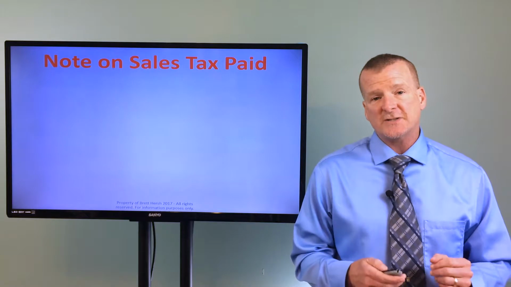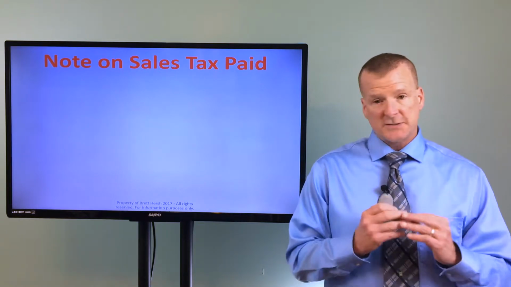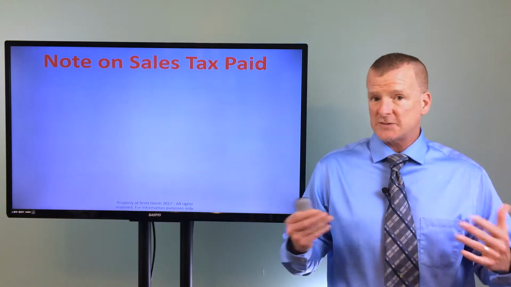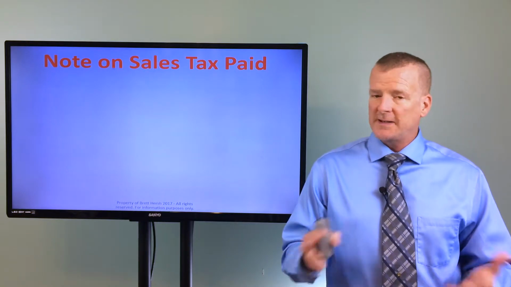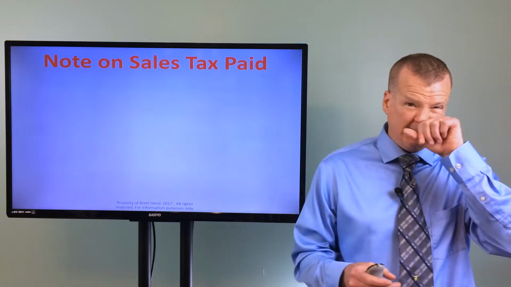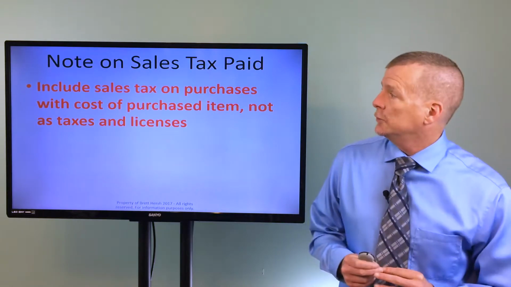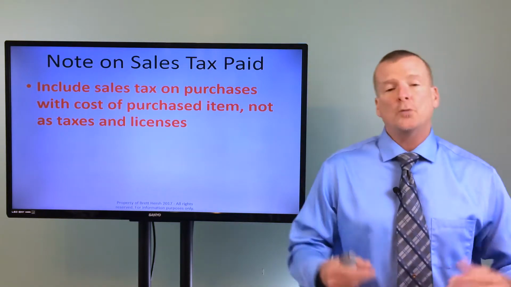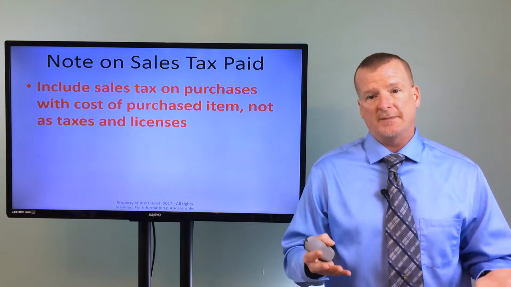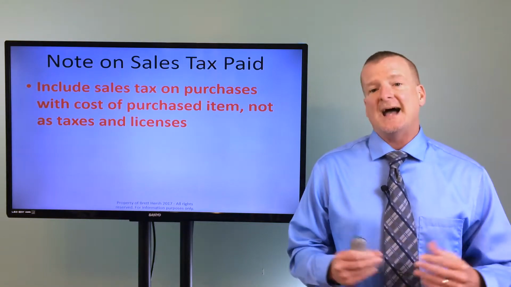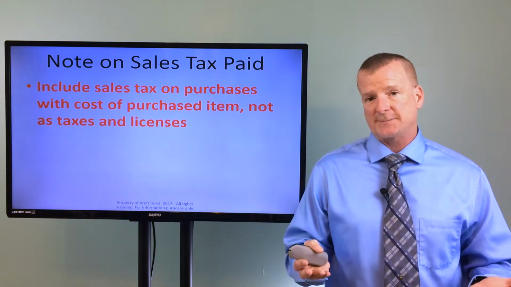Some few notes on sales tax here. I want to make sure you're aware. I've seen so many times folks who segregate the sales tax on purchases from the items they purchased and try to deduct it on a different line. That's all well and good if you want to do it, but it just makes a mess. You really want to include the sales tax on purchases with the cost of the purchased item. You're not going to deduct it separately as a tax and license expense.